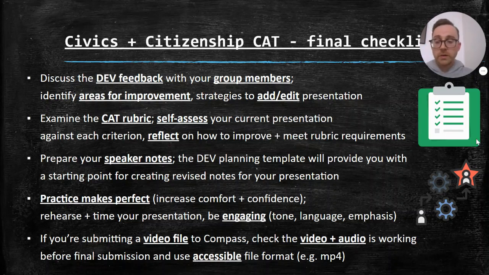And then another thing that I think has come out of the dev is we probably didn't give you guys enough help with navigating Compass and Google Classroom in terms of submitting files to the platform digitally.